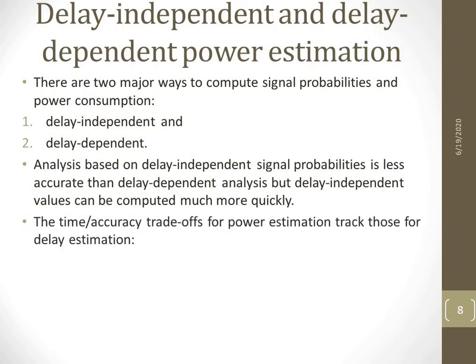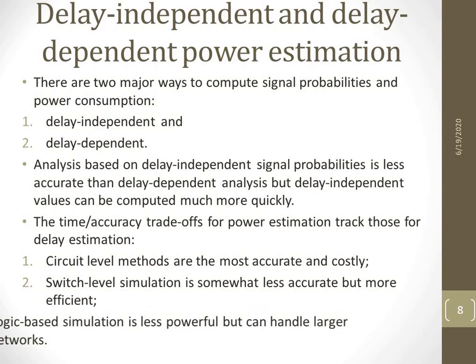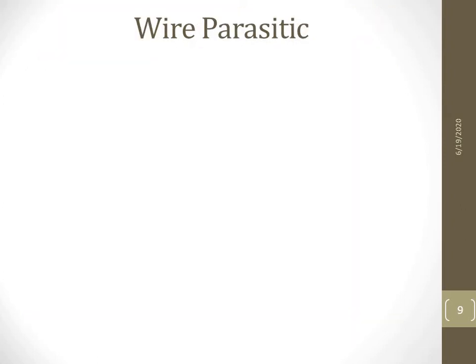The time or accuracy trade-offs for power estimation track those for delay estimation. The first one, circuit level methods, are the most accurate and costly. Switch level simulation is somewhat less accurate but more efficient. And the third, logic based simulation, is less powerful but can handle larger networks.